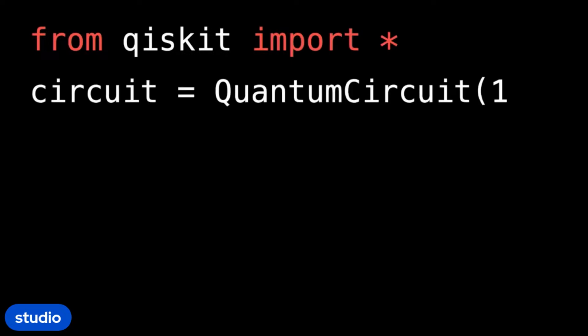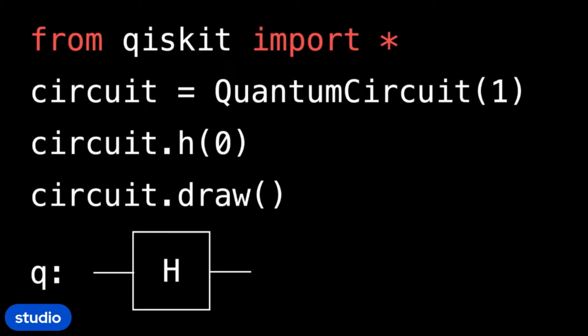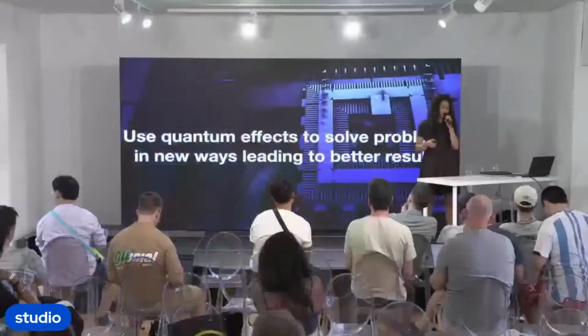So, okay, this is a little example of writing it in Python. And I'm trying to zoom in on it. So yeah, basically here you say apply this gate to the quantum circuit. So yeah, there are a bunch of cool things that you can do, but the whole idea is that you use quantum effects to solve problems, leading to new results.